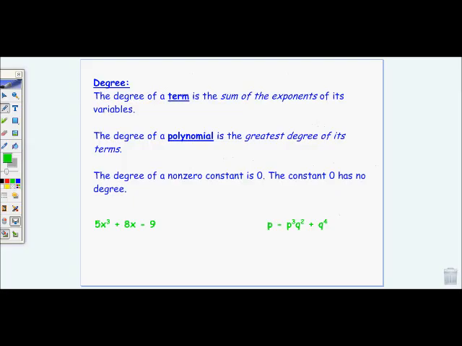The next term we're going to learn is going to be about degree. Okay? The degree of a term is the sum of the exponents of its variables. The degree of a polynomial is the greatest degree of its terms. The degree of a nonzero constant is 0, and the constant 0 has no degree. So if we look at these expressions here, that was a lot of blah, blah, blah, blah.